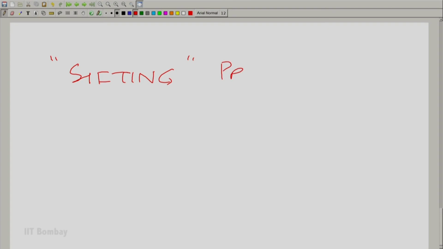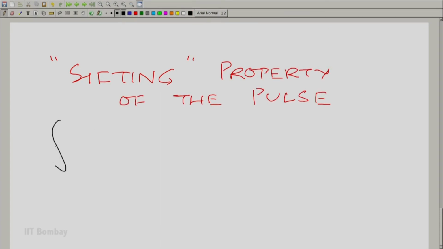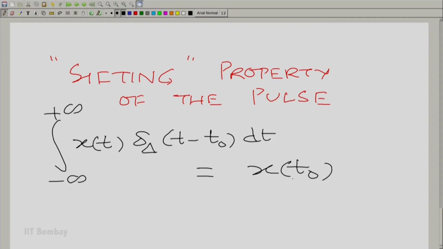Now, what it means is, this is one way to understand it. The pulse is like a sieve, or it has a sifting property. In fact, that's the term used formally. The sifting property, as they call it. What does that property say? It says the integral of x of t delta, capital delta t minus t0 dt sifts out or pulls out x of t0.